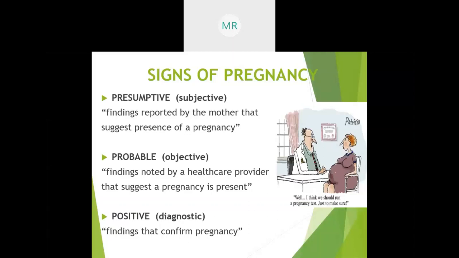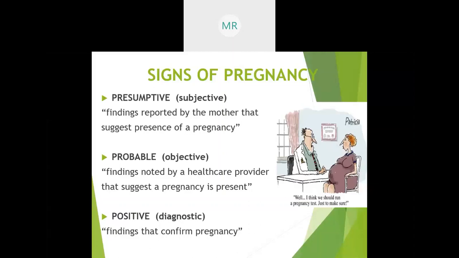Okay, and the picture to the right is really funny, because obviously she looks pregnant, but then he says, well, I think we should run a pregnancy test just to make sure, because subjective is everything that she's telling him. Findings reported by the mother that suggest the presence of a pregnancy. And what are those? That could be amenorrhea, missing one or more periods, nausea and vomiting that mom is telling, so it's subjective, she's reporting, fatigue, breast changes, or even quickening, even saying, I feel the baby move.